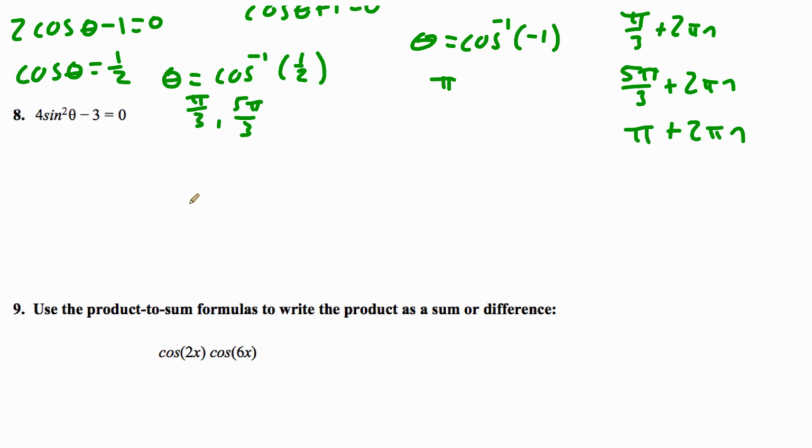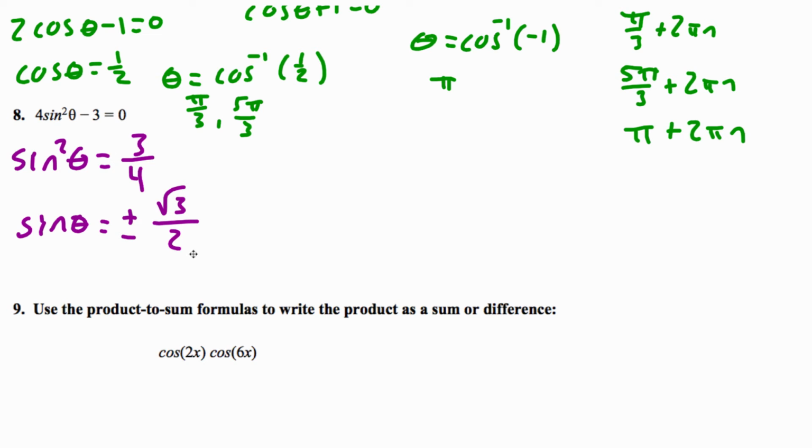In problem number 8, we've got 4 sine squared minus 3 equals 0. I'm going to add the 3 over and divide by the 4, so we get the sine squared of theta equals 3/4. Now if we square root each side, we end up with the sine of theta equals plus or minus. Now when we're square rooting a fraction, we're going to square root the top and the bottom. So on top we get root 3, and on bottom we get 2. Now if we do the inverse, then we get theta equals the inverse sine of plus or minus root 3 over 2. Sine means we're looking at y values, so we're trying to figure out where the y values are either positive root 3 over 2 or negative root 3 over 2.